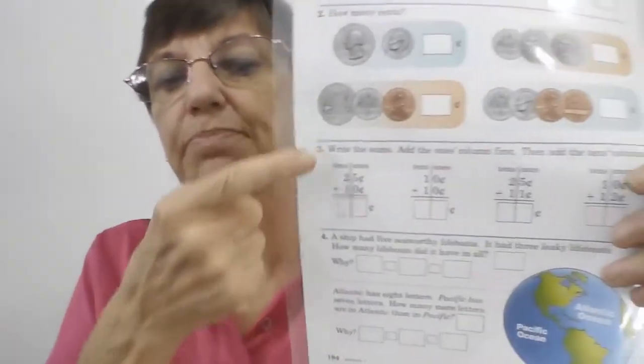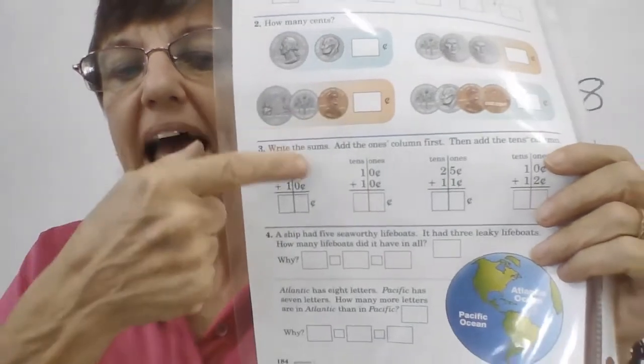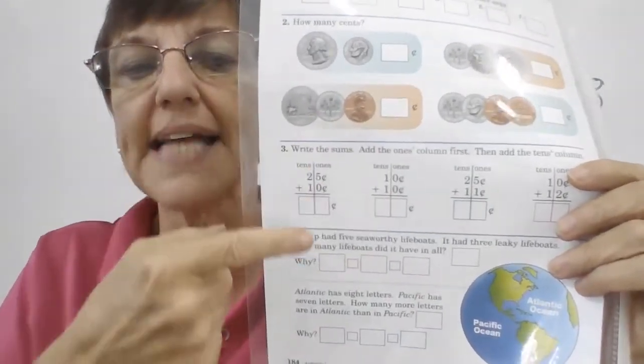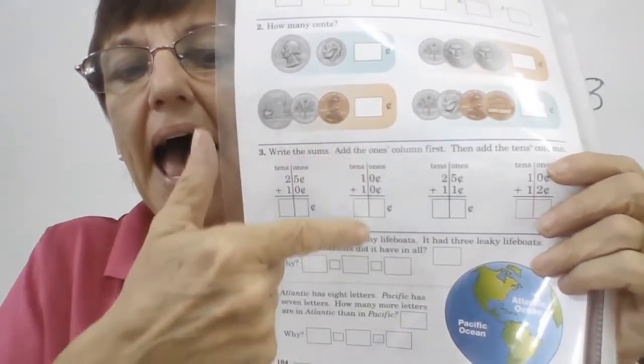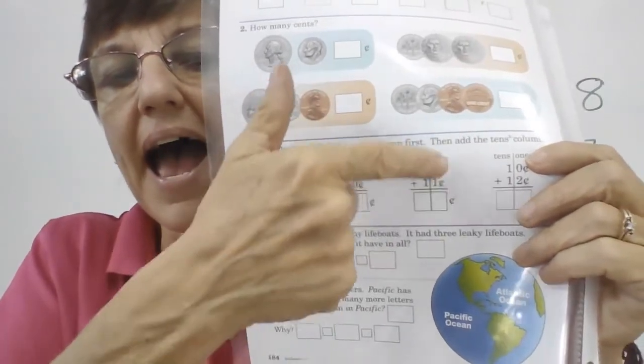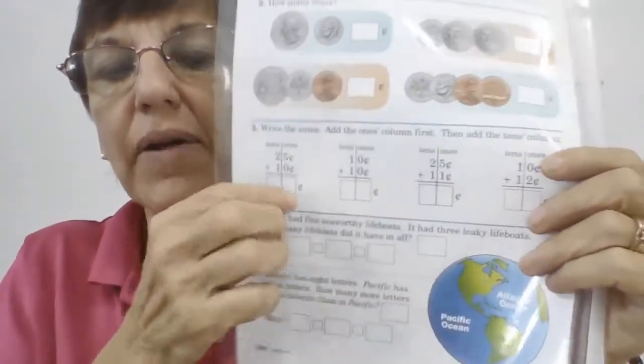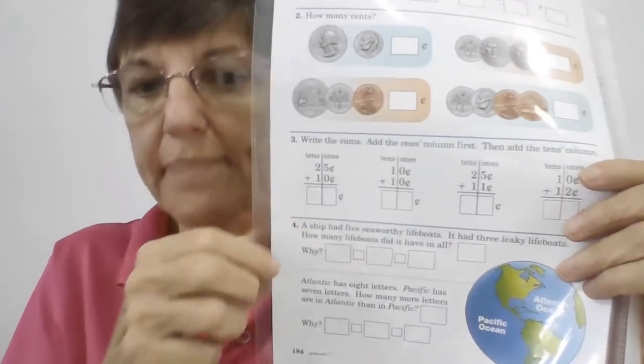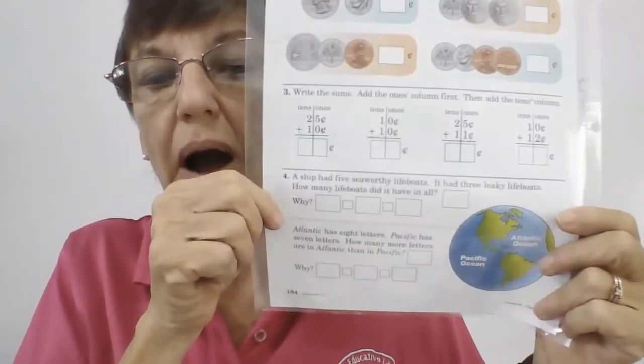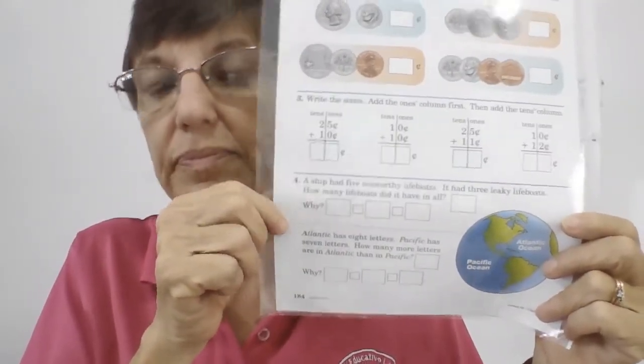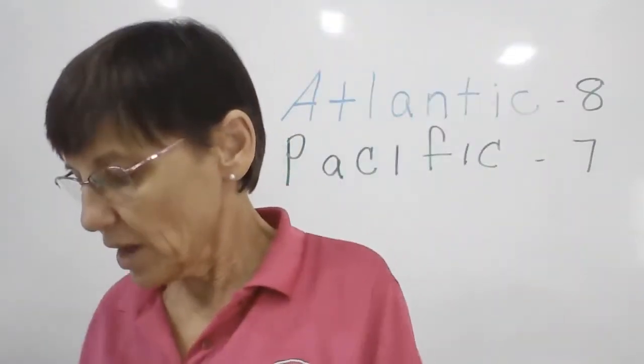Okay. Next part here. We just add them. Remember how we did this? You just add them down. Add. Okay, remember that? Now we have our story problem. Are you ready? Okay, here we go.